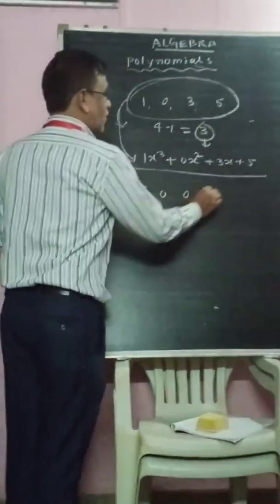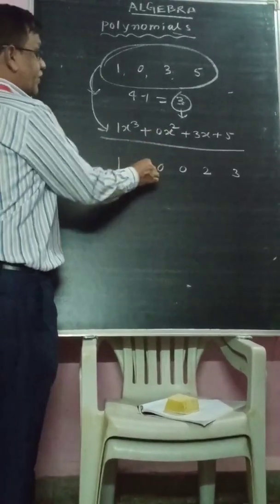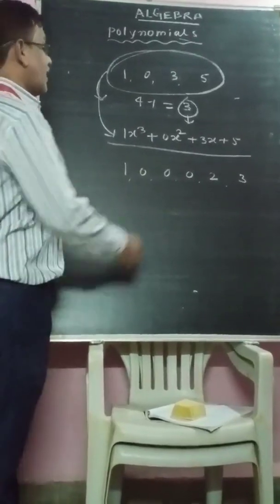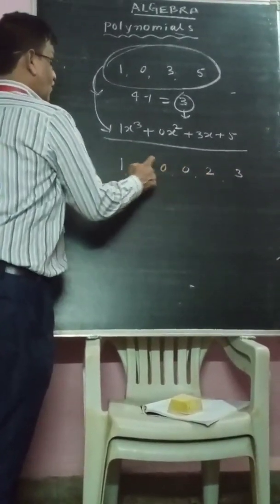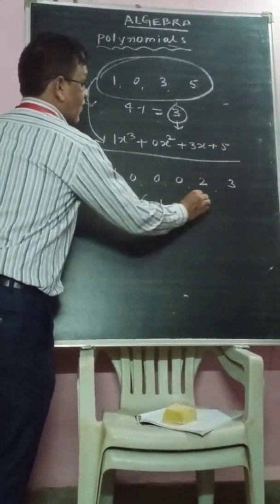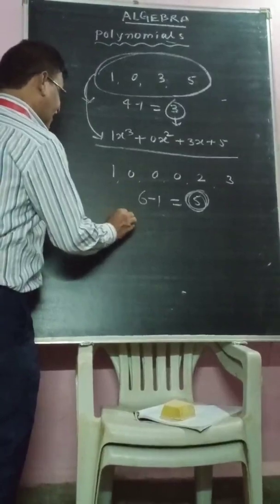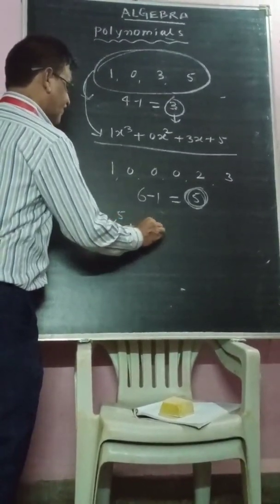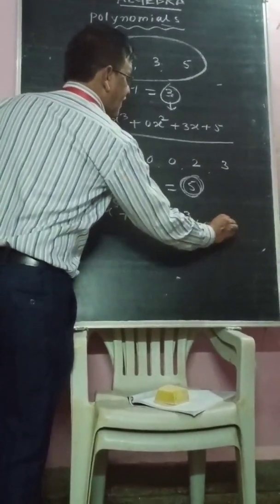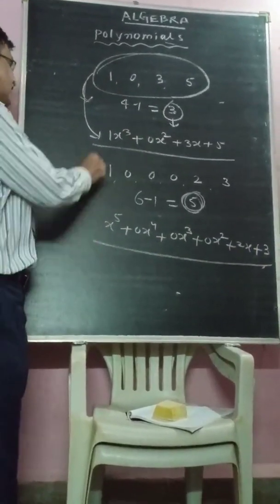1, 0, 0, 0, 2, 3. This is the coefficient form of the given polynomial. Now you have to write down the polynomial in index form. See here, how many terms are there? 1, 2, 3, 4, 5, 6. 6 terms are there. Means you subtract 1 from 6. That is 5. Highest power is 5. Now you can write here x to the power 5 plus 0x to the power 4 plus 0x cube plus 0x square plus 2x plus 3. This is your given polynomial in index form.